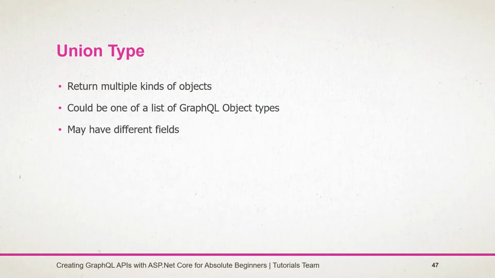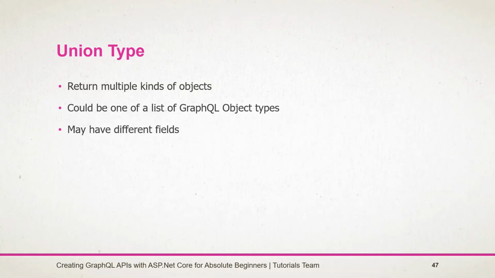Next is the union type. Union types are similar to interfaces. They allow returning multiple kinds of objects. But there is a huge difference between the two in terms of behavior and implementation. A union represents an object that could be one of a list of GraphQL object types. But it does not provide any guarantee that fields will be common between those types.